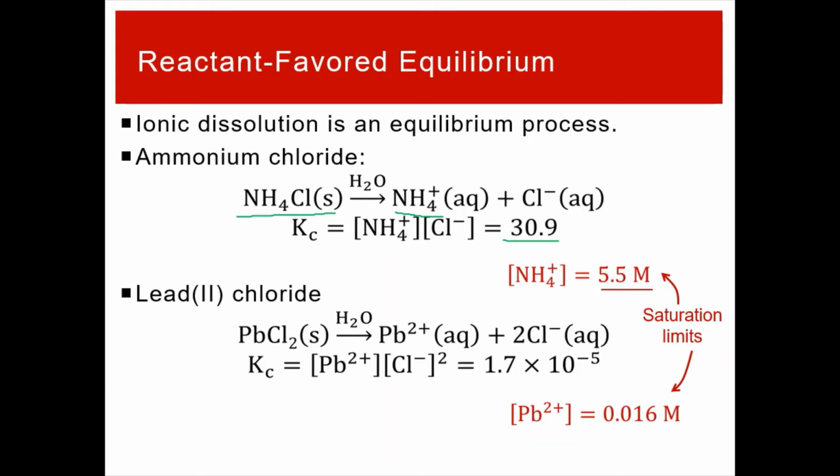Lead 2 chloride would be an insoluble compound. We would say that this is not soluble. This reaction does not happen. It does not dissolve, but this is an equilibrium description. Kc is, again, small. It's 10 to the negative fifth. This is a low value, but there is still some product. If you put lead 2 chloride in water, some of it does dissolve, and that is a lead ion.